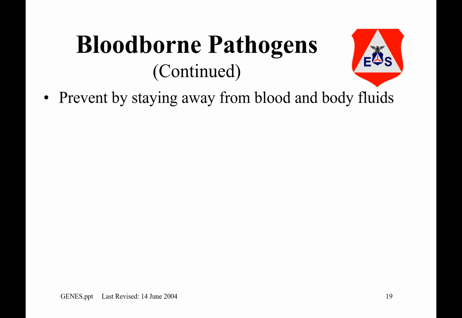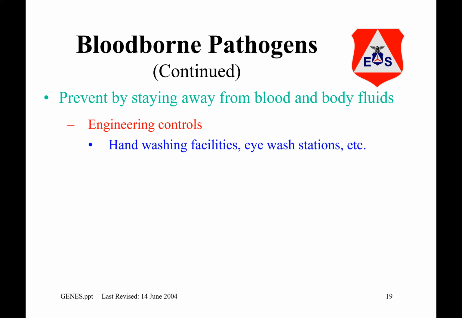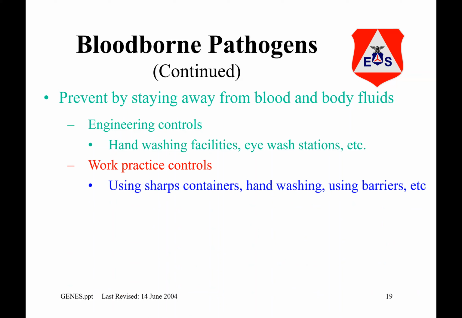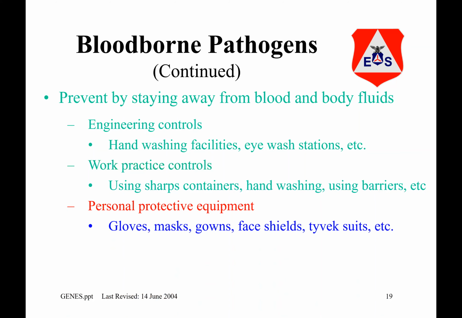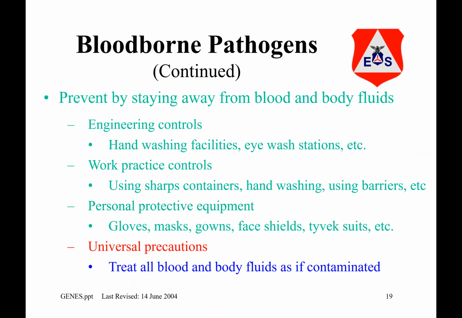So stay away from blood and body fluids. Hand wash. Engineering controls is one of the steps in Bloodborne. So you should have hand washing facilities, eye wash stations if you're going to be exposed to chemicals and things along those lines. Those are engineering or physical things to help prevent transmission through pathogens. Work practice controls using sharps containers, hand washing, barriers, which include masks, gowns, gloves, which on your PPE, all the above. And then treat all blood and body fluids as if contaminated.